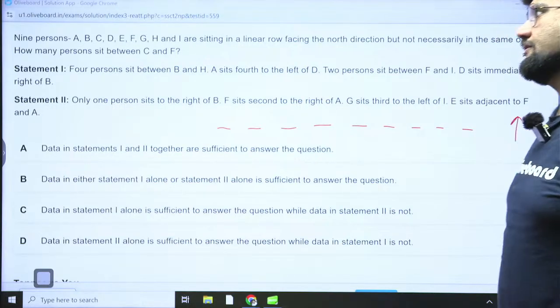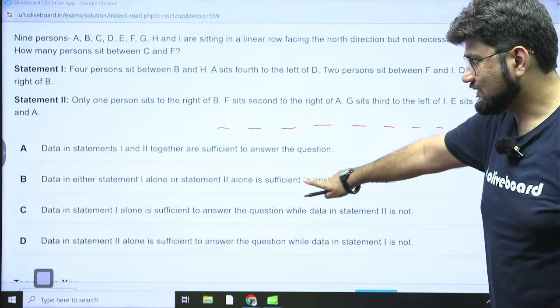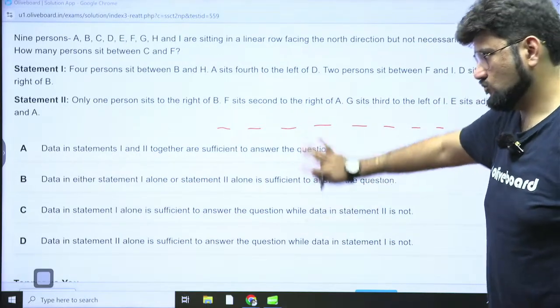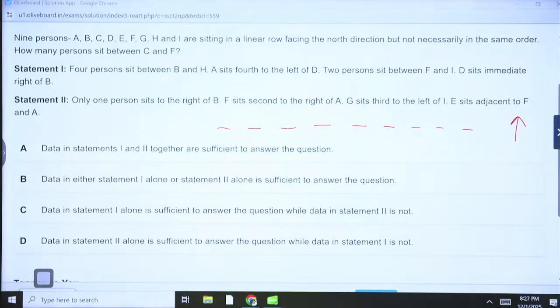Okay, how many persons sit between C and F? Perfect. Before reading this, read the options. 1 and 2 together. Okay. Either 1 or 2. Okay. 1 alone, 2 alone. So check for 1 alone now. 4 persons sit between B and H. Okay, we need C and F.